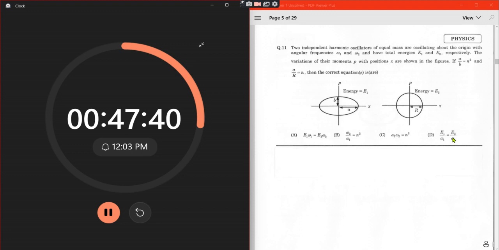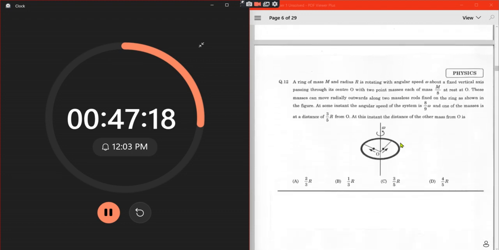Right, that doesn't make any sense. So it should be like E1 times omega 1. That's not right. Okay, E1 upon omega, like basically E1 times omega 2 is equal to E1 times omega 1. That makes sense. So D is correct. So B is correct, D is correct.